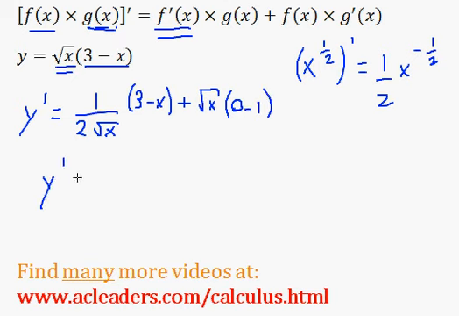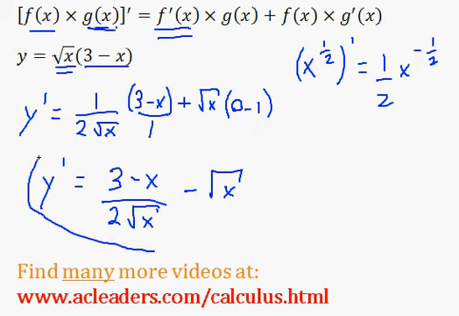So I can just rewrite the whole thing as 3 minus x over 2 root x, because 1 times 3 minus x is just 3 minus x, over 1, 2 root x times 1 is just 2 root x, plus root x times negative 1. So actually that's going to be a minus root x. And that's it. That is the derivative of root x times 3 minus x.